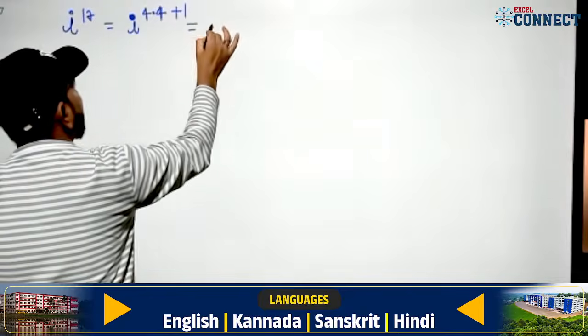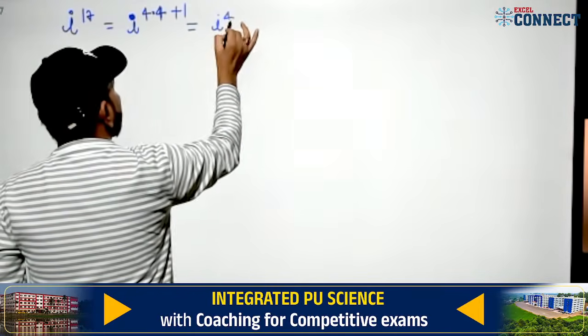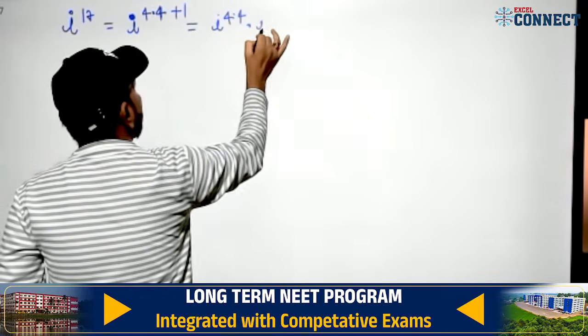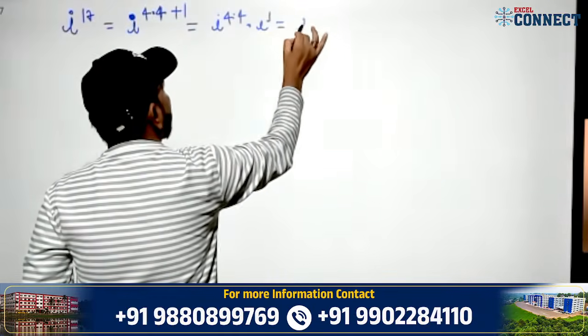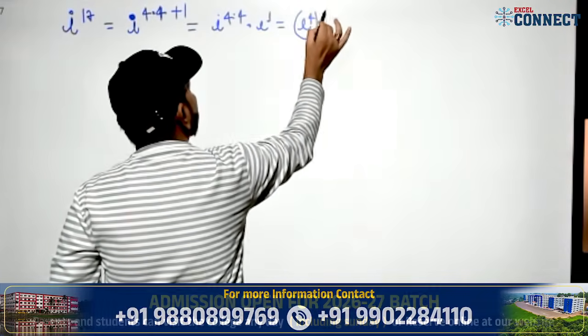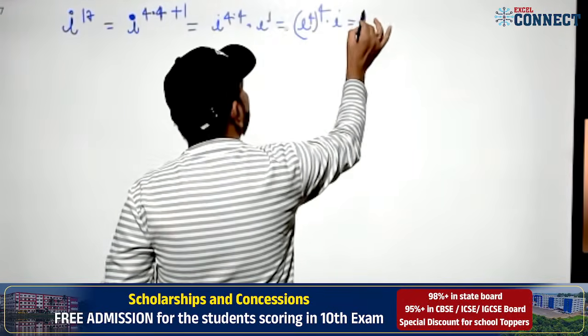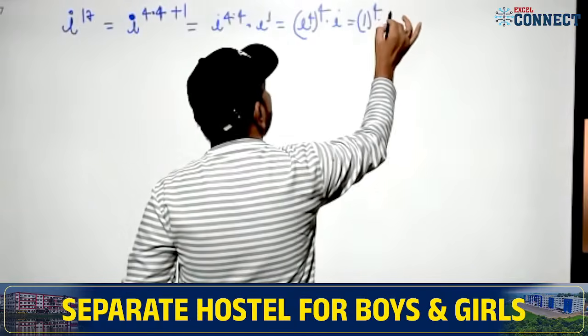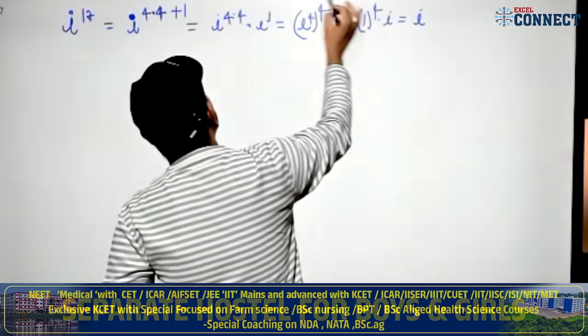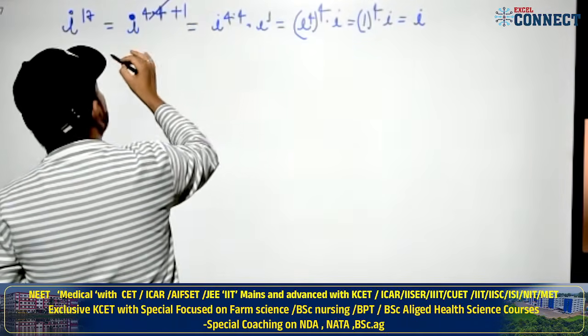I can write here i to the power 4 into 4 and into i to the power 1. So for this I can write i to the power 4, whole power 4, into i. This i to the power 4 is what? 1. So 1 to the power 4 into i. So what I can say? i. So no need to solve this much, just this is the end. So what remains? Only i.